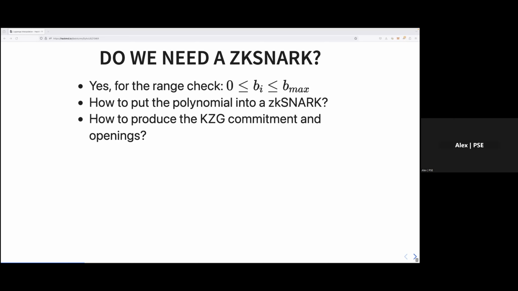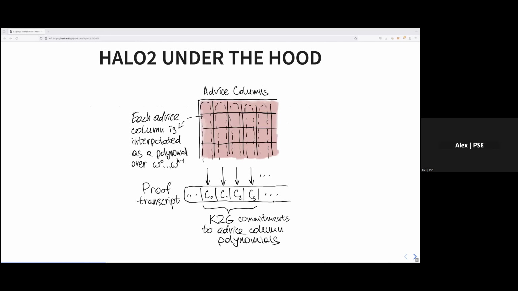So if we need a snark and we need to put that polynomial into a snark, then the question is, how do we do that? And how do we then produce the KZG commitment and the openings if we're putting the polynomial into a ZK snark? Here we are very lucky, because Halo2 is actually doing all of that for us for free. We don't need to do any extra actions to accomplish these two properties.